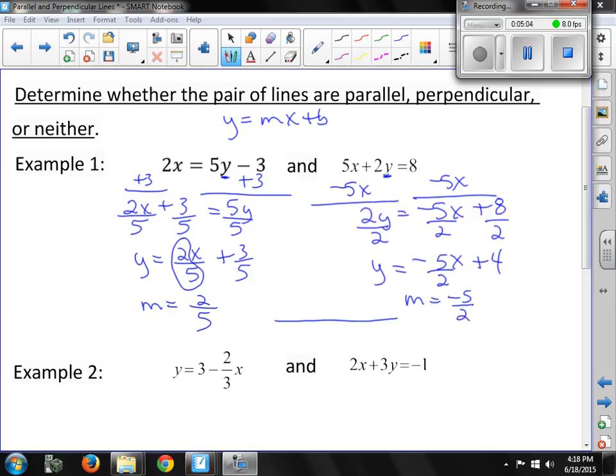Now I need to compare the two slopes. It looks like they're opposite signs and they're reciprocals. So these two lines are perpendicular.